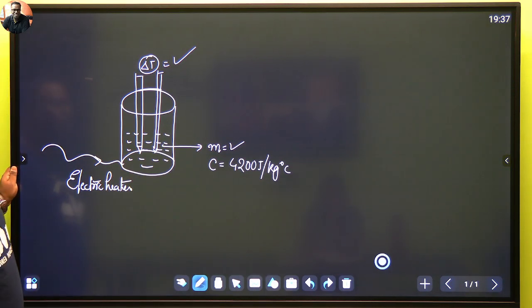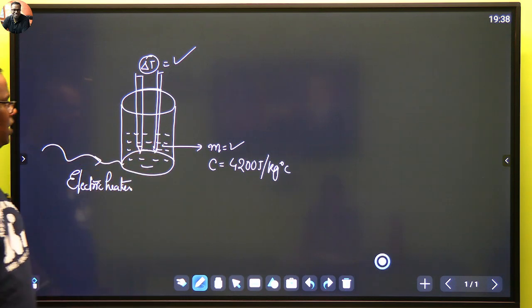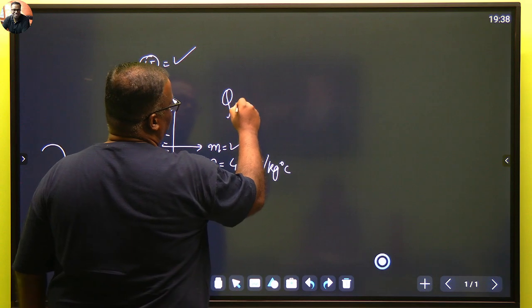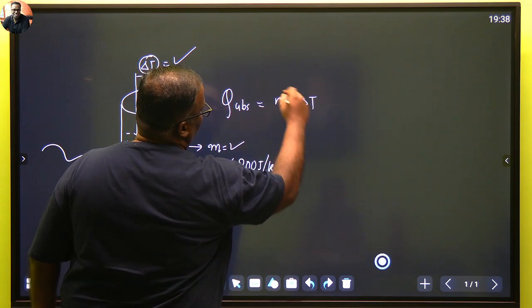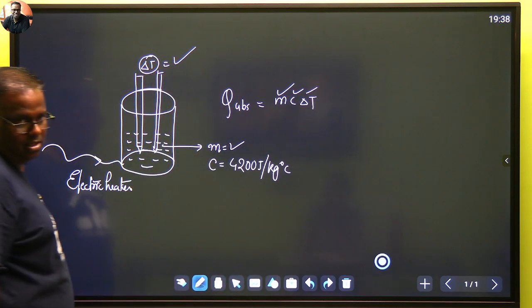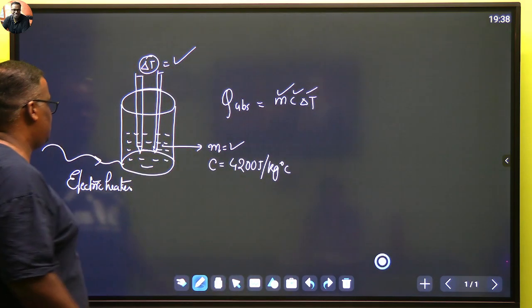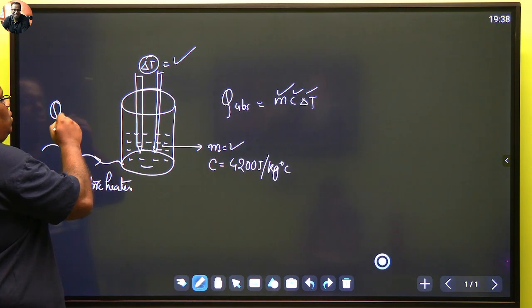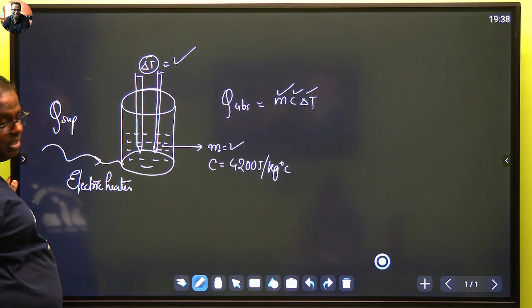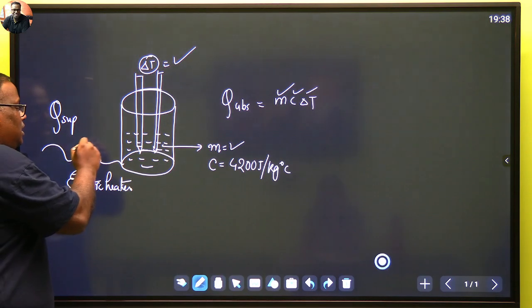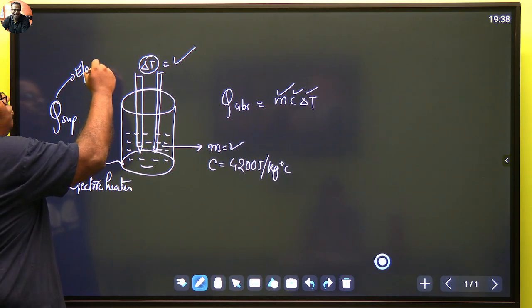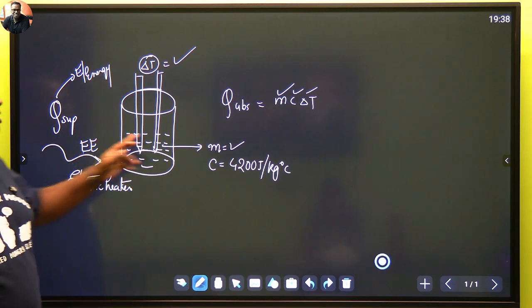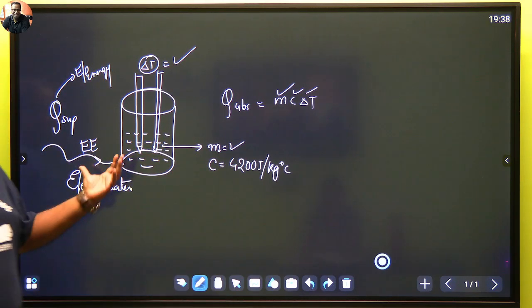And the electric heater, so how do you verify? You should find out that the heat supplied should be equal to the heat absorbed. Heat absorbed we can easily find out, which is equal to mc delta T. We know M, we know C, we know delta T, right? In order to verify this, we should also find that this should be equal to the Q supplied. And who is supplying the heat? The heat is coming from electrical energy of a different form. The same energy is converting into heat here. Now how will you get this?